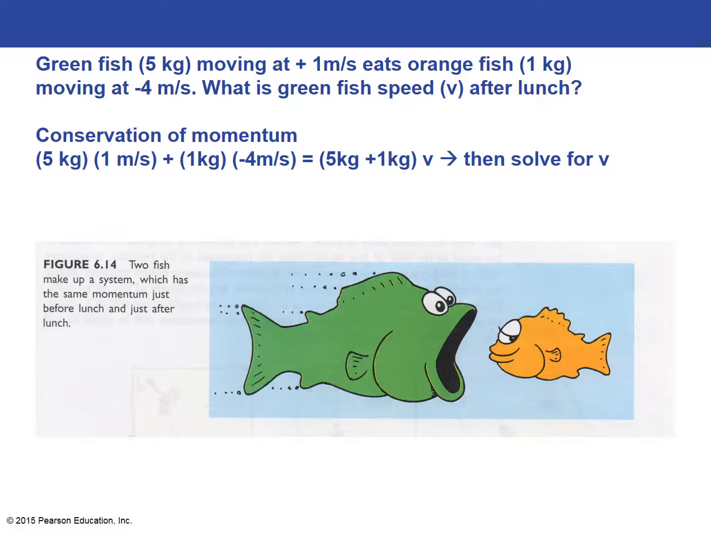On the other side of the equation, we have the momentum of the green fish after he ate the orange fish. Now the green fish weighs 6 kilograms instead of 5, because he's just swallowed a 1 kilogram orange fish. And it moves off with a new velocity v. On the left side of the equation, we have 1. On the right side, it's equal to 6 times v. So 1 equals 6v means that v is equal to 1/6 meters per second.